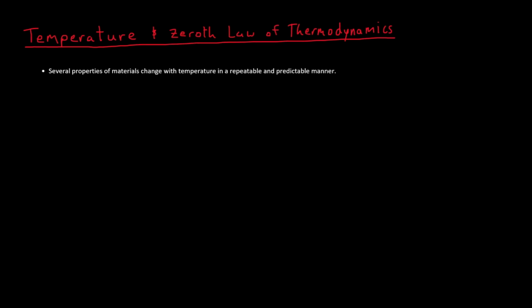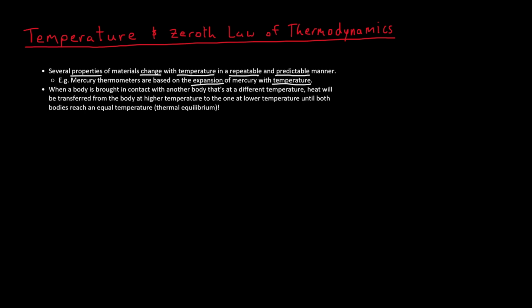So a key thing to know about temperature is that several properties of materials tend to change with temperature in a repeatable and predictable manner. And so, for example, mercury thermometers are based on the expansion of mercury with temperature, which is of course how we are able to read conventional thermometers.